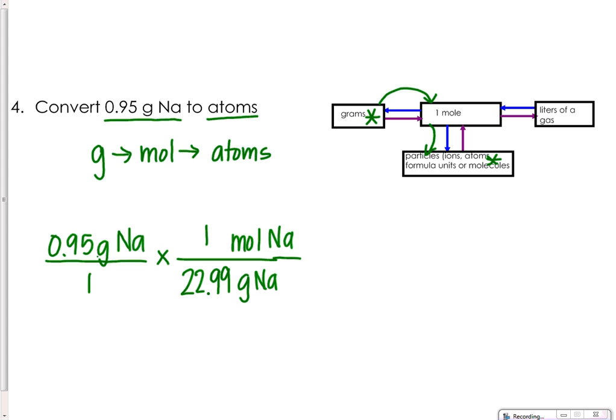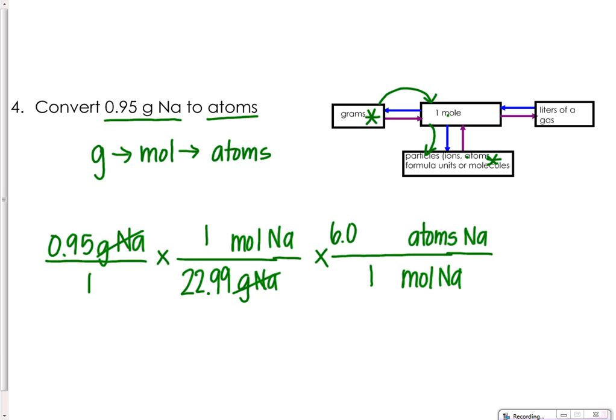Now, your grams would cancel, but we're not at atoms yet. So we want to keep going. We want to get rid of moles. We put that down here, and we want to change it to atoms of Na. Now, the number 1 always goes by mole, and when we're going from moles to atoms, the number we always use is 6.02 times 10 to the 23rd.